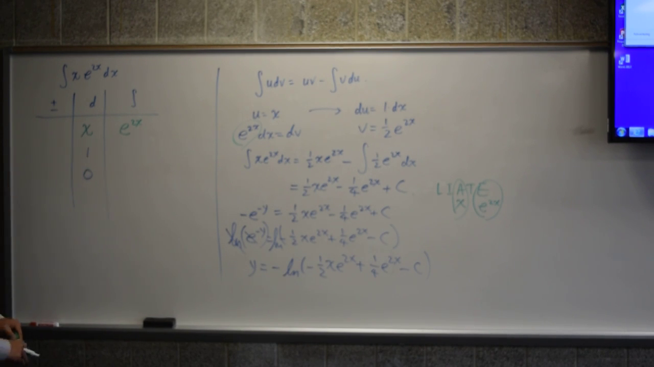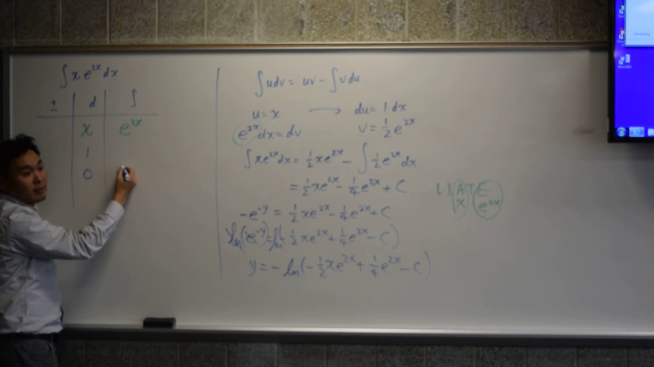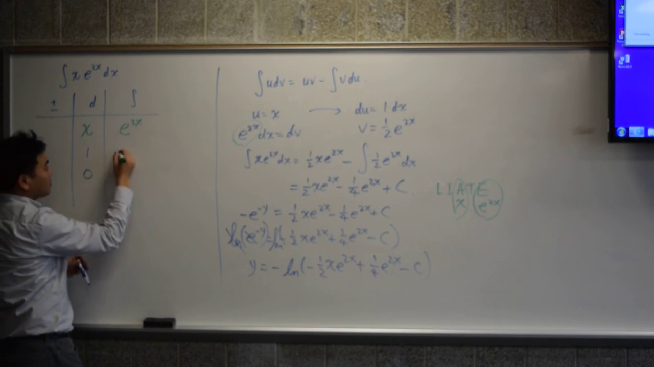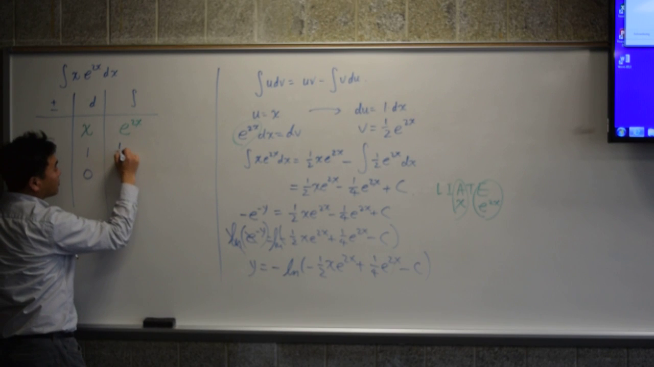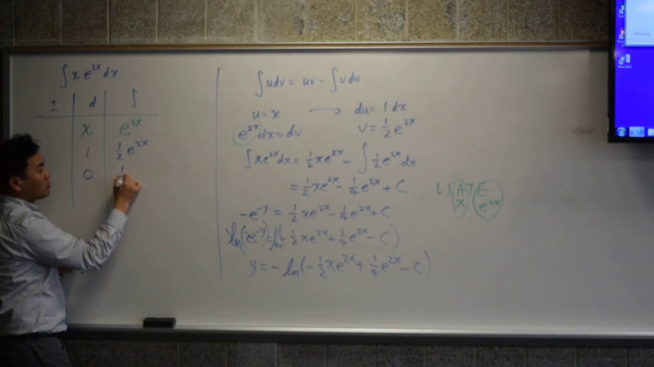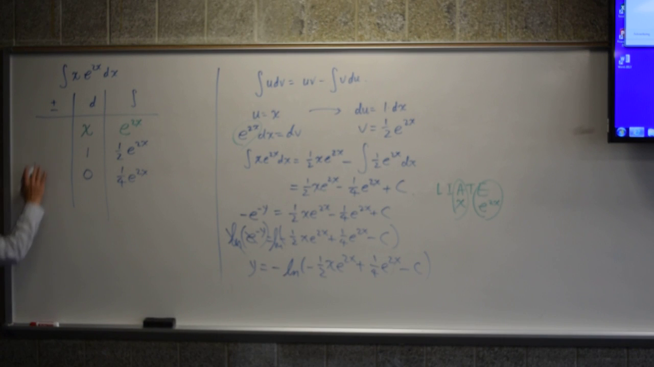We stop. Now on this side, we are integrating, right? What's the integral of e to the 2x? 1/2 e to the 2x. What's the integral of this? 1/4 e to the 2x. So every time you integrate, it goes like this. On the left side, you write plus, minus, plus. You always start at plus, and the signs alternate. So that's how you fill in the table.